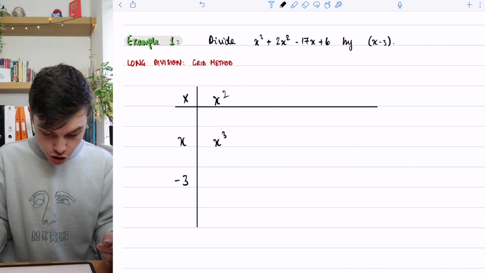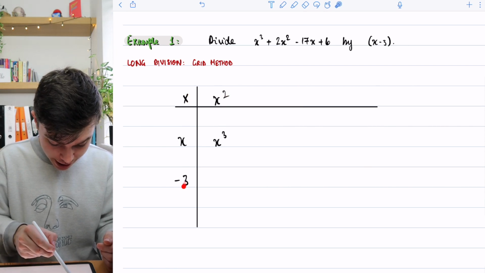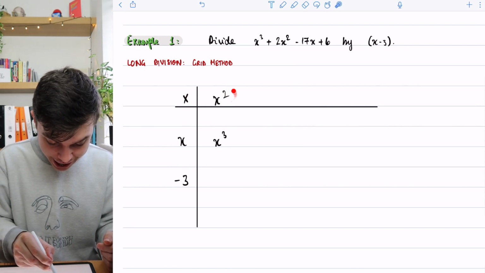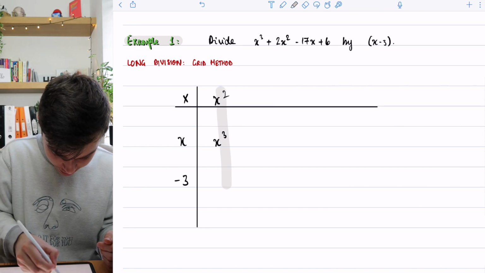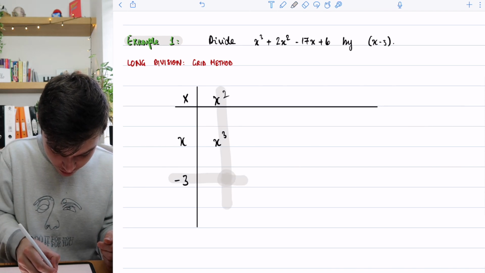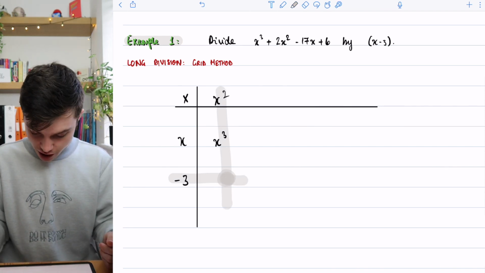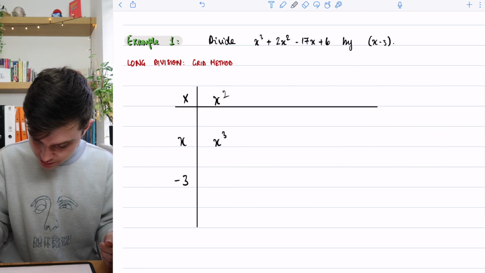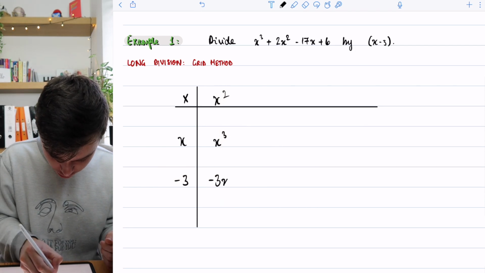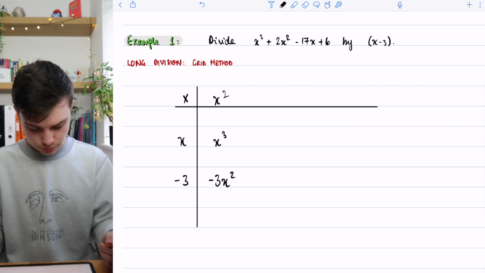Now we just multiply here. Minus 3 times x squared, if we look at that in grey again, is going to go there. So what is that? Minus 3 times x squared is just minus 3x squared.